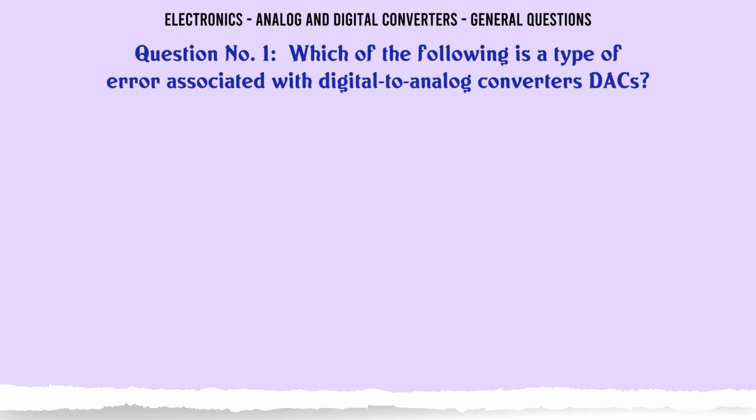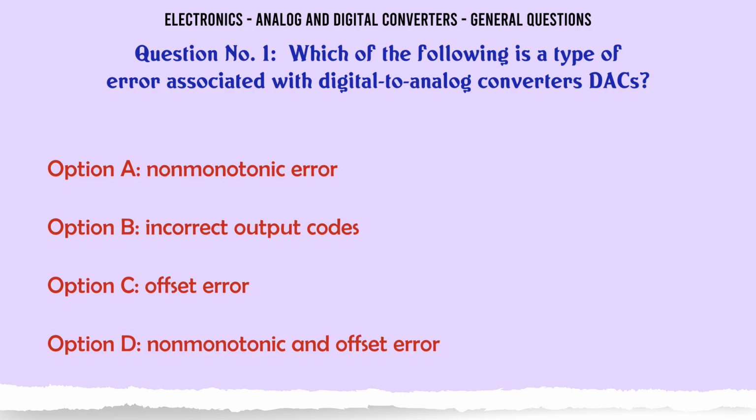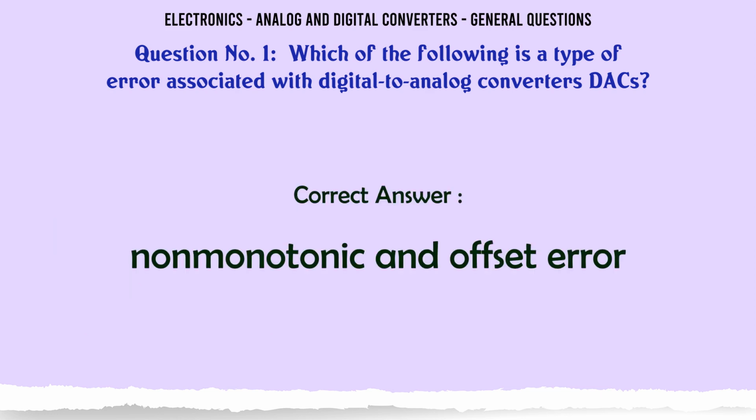Which of the following is a type of error associated with digital to analog converters (DACs)? A. Non-monotonic error. B. Incorrect output codes. C. Offset error. D. Non-monotonic and offset error. The correct answer is non-monotonic and offset error.